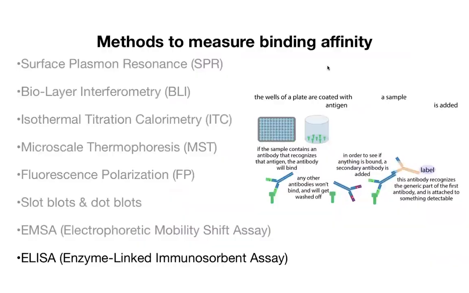Basically, the wells of a plate are going to be coated with an antigen. So this is going to be something that an antibody recognizes. Then we can flow a sample containing antibodies over the plate. If the antibody recognizes the antigen, it'll bind, and then we can detect that bound antibody.